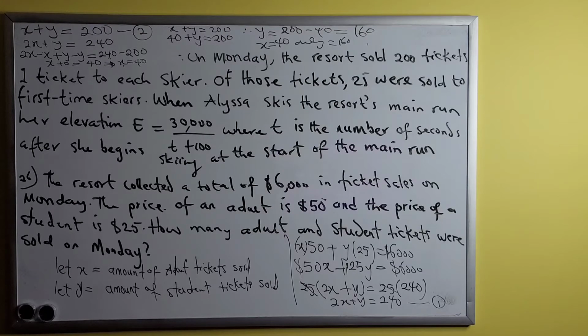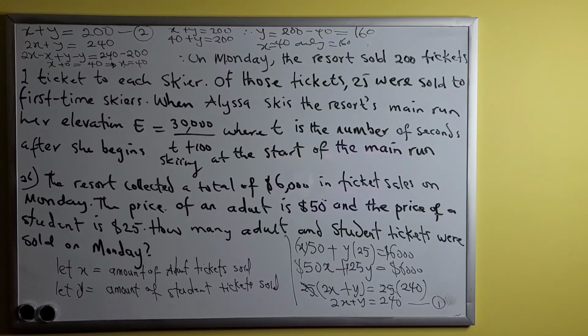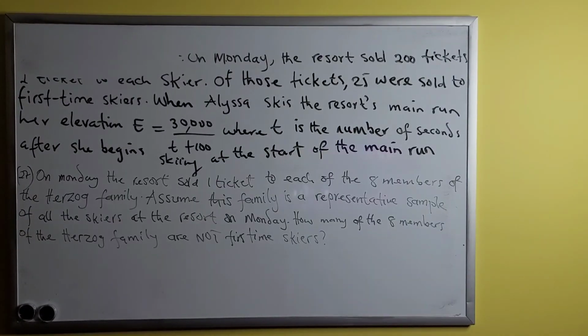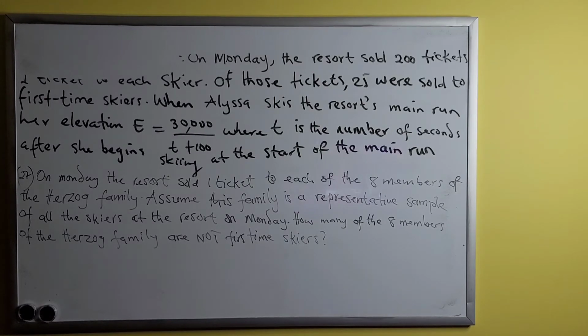And that'll be for that. Now the next question, question 27. So in this question, on Monday, the resort sold one ticket to each of the eight members of the Azok family. Assume this family is a representative sample of all the skiers at the resort on Monday. How many of the eight members of the Azok family are not first-time skiers?